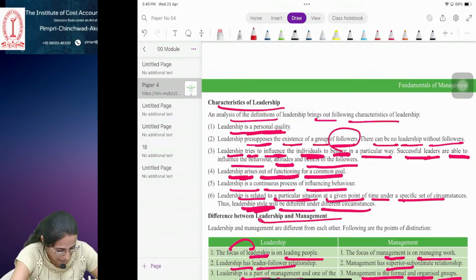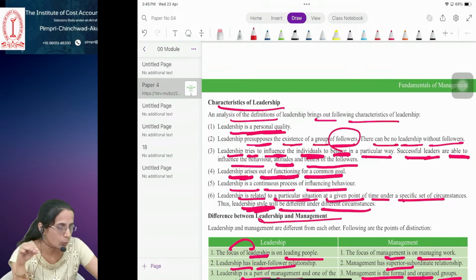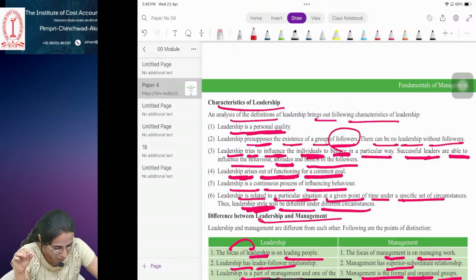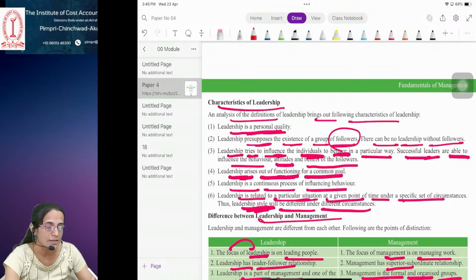And the third thing is what? Leadership will move around the leader, the group of followers and the particular situation. So it will move around these three things: followers, leader and the situation in which the leader is helping the followers to resolve their issues or problems. So these three things are required for effective leadership.